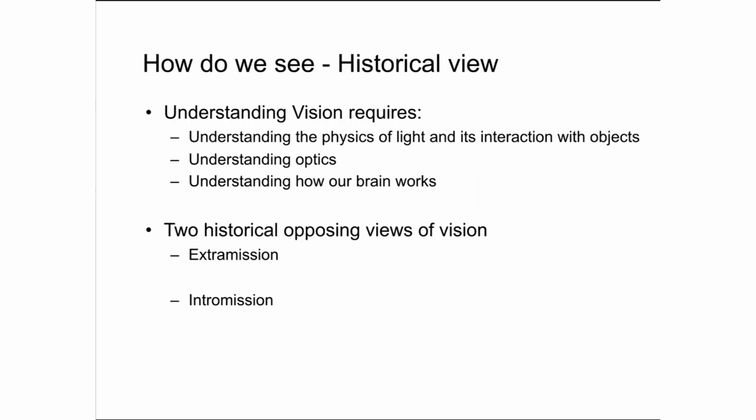So let's start by discussing the historical view of vision. In order to understand vision, we need to have an understanding of the physics of light, because we are perceiving light, right? So the first requirement for understanding vision is understanding the physics of light and its interaction with objects. The second one, understanding optics. And the third one is we need to know how the brain works, right? But generally, historically, the view of vision has been discussed from two different dimensions or perspectives. The first one is extramission, and the second one is intromission.